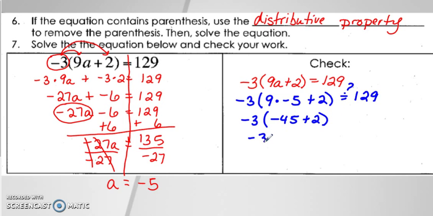Opposite signs we subtract and keep the sign of the number farther from 0. I have negative 3 times negative 43. A negative times a negative is a positive. And 3 times 43 is 129.